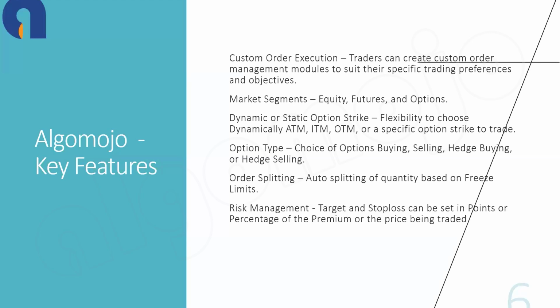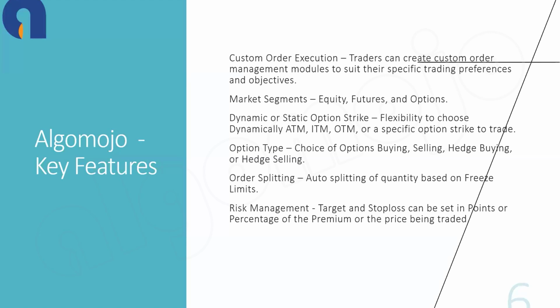For risk management purposes, currently we have target and stop loss, which can be set either in terms of points or percentage. Suppose you're a futures trader and you say that, okay, after taking an entry, you have a target of say 100 points and a stop loss of say 20 points or 30 points. You can set it as a one-time setup, and the system will take care of the orders when the targets are met or stop loss is hit.